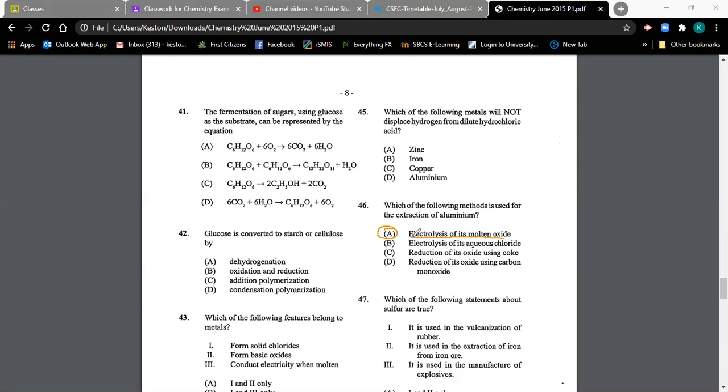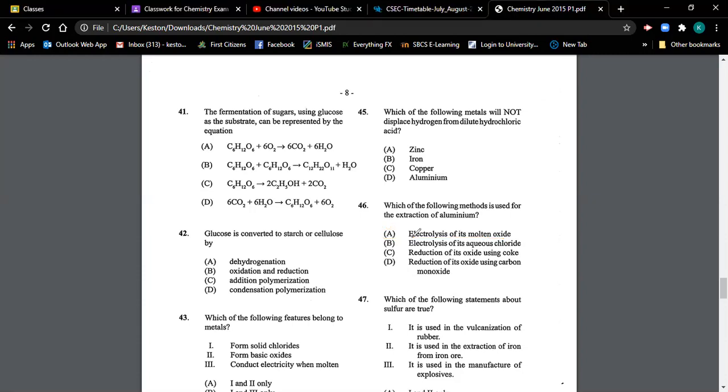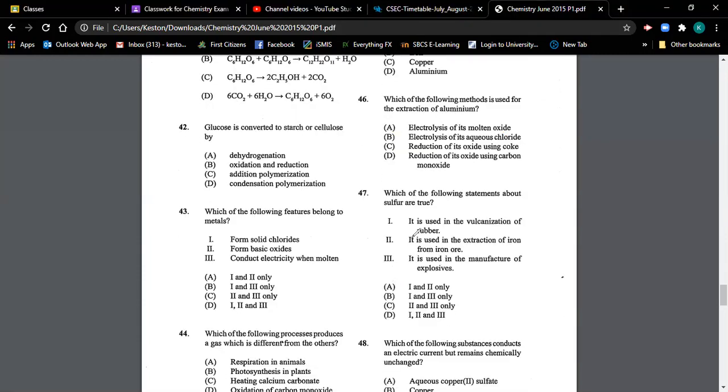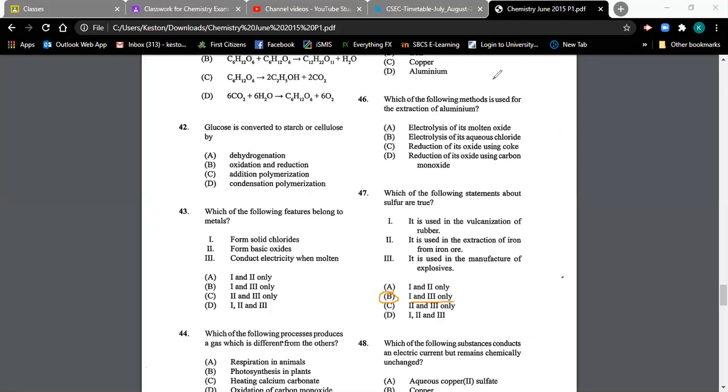47. Which of the following statements about sulfur are true? This is one that we saw before. I was explaining vulcanization of rubber, extraction of iron from iron ore, use in manufacture of explosives. Sulfur. Very good, Cristiano. 1 and 3. Good job.